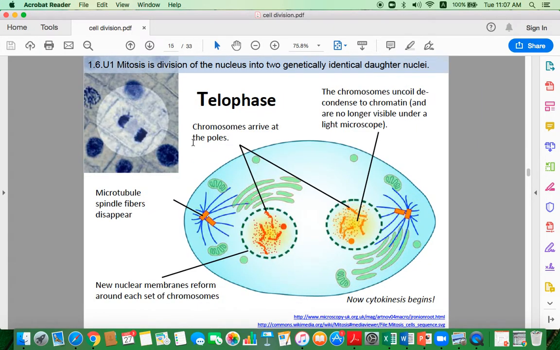In telophase, chromosomes arrive at the poles. Okay? Microtubules, spindle fibers disappear because they already accomplished their mission. New nuclear membranes reform around each set of chromosomes. See? So we have the two sets of chromosomes. They are going to have a new nuclear membrane. The chromosomes uncoil. They decondense to chromatin and are no longer visible under the light microscope. So what are you going to see? The spindle fibers are on the opposite sides.